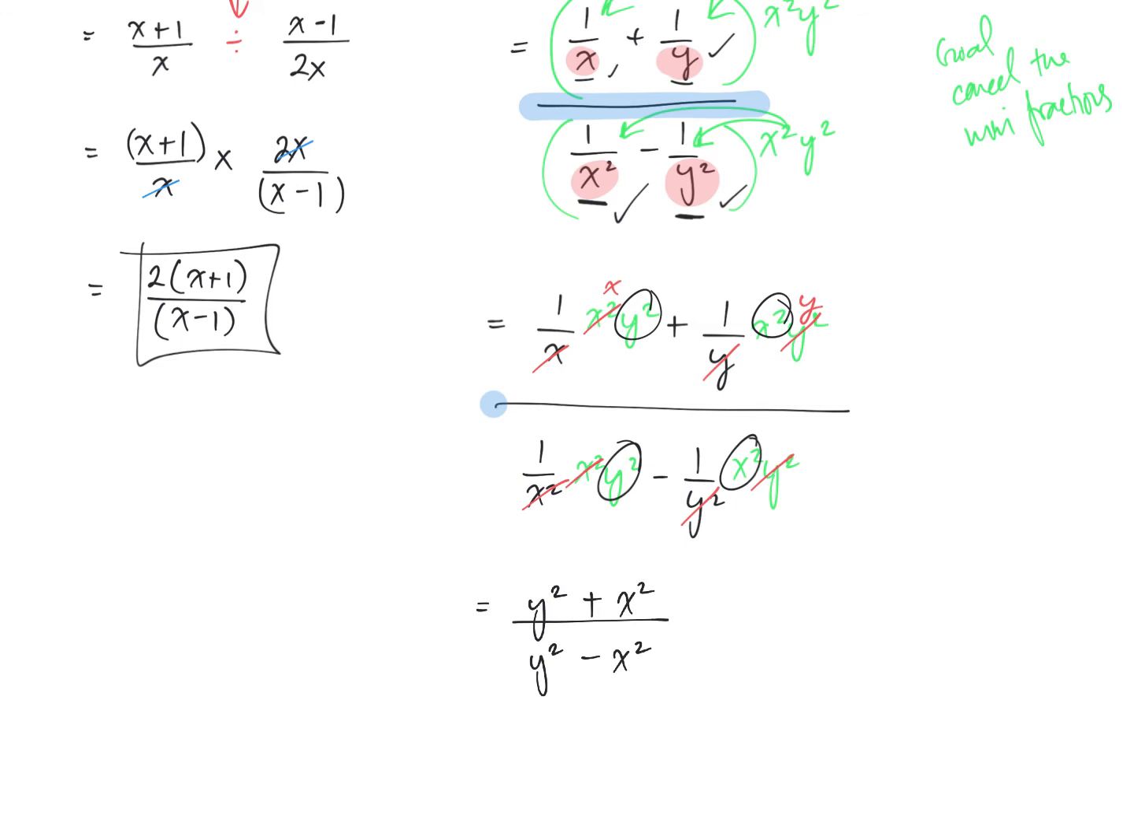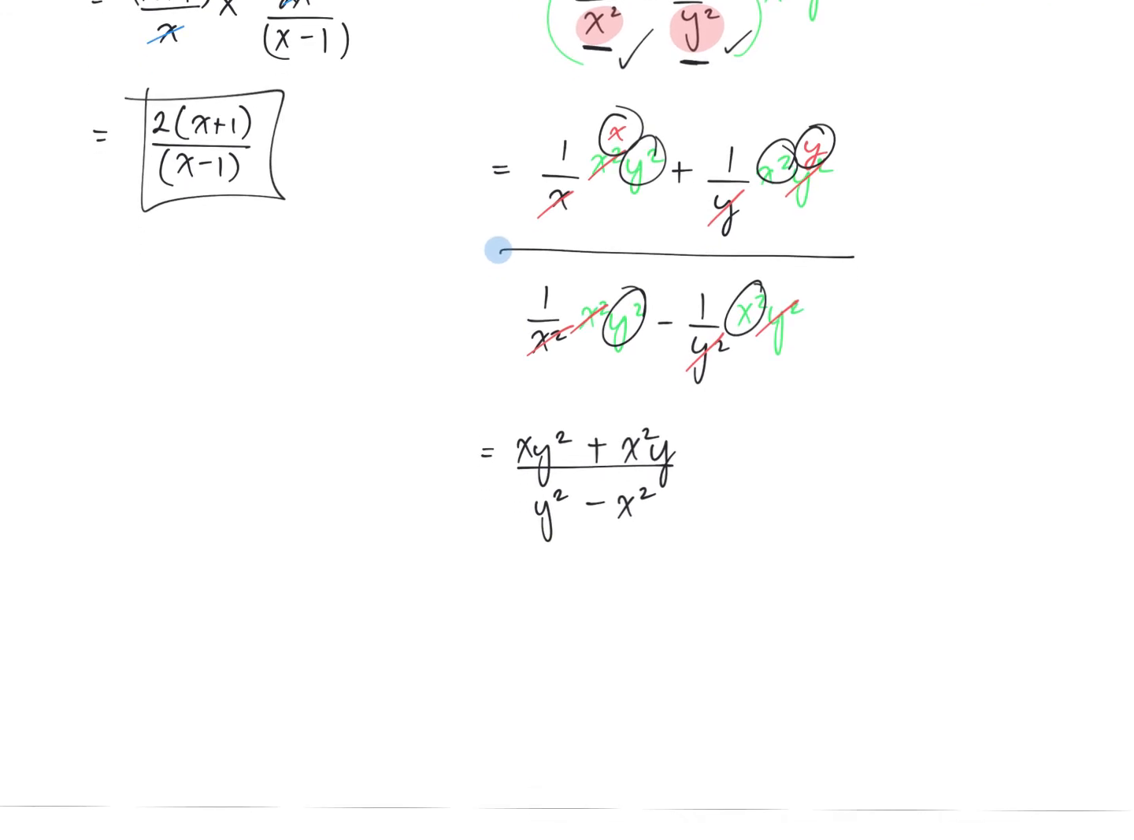Alright, so that looks like all that we have. Oops, I forgot the x and I forgot the y. Alright, so next thing we have to do is factor. And once we factor, we can see if anything can cancel. So in the top, they both have an x and a y. So we're left with a y plus x.